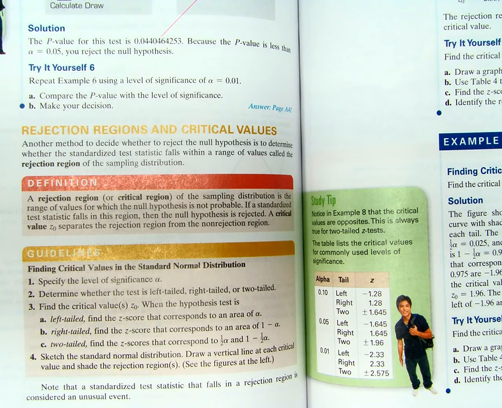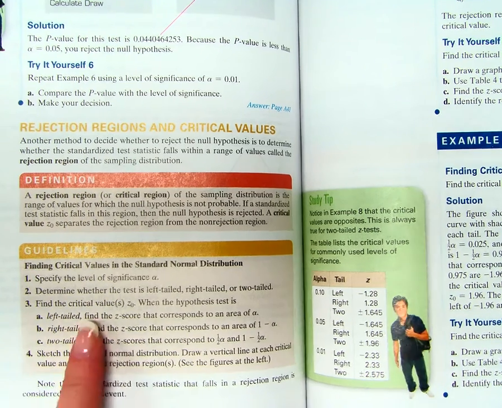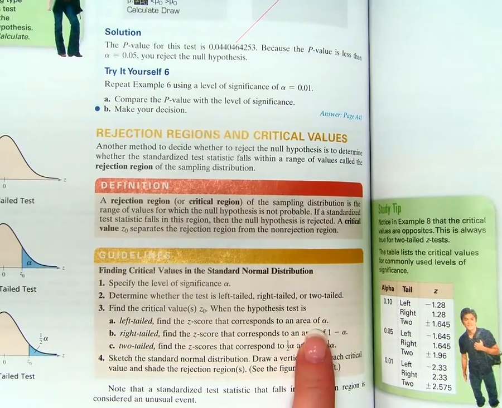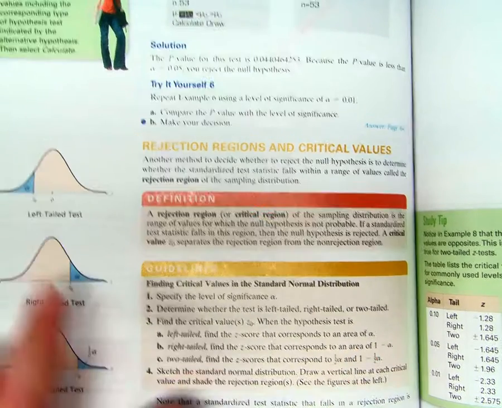Okay. Oh, good. There's some guidelines. We always like our guidelines, right? Okay. Specify the level of significance. Again, we're looking for it because it's going to tell us that. Now, there may be a situation where you have to figure that out, and if there is, we'll talk through that. Okay. Next, determine whether the test is left, right, or two-tailed. Then find the critical values. When the hypothesis test is left-tailed, we want to find the z-score that corresponds to the area of the alpha.